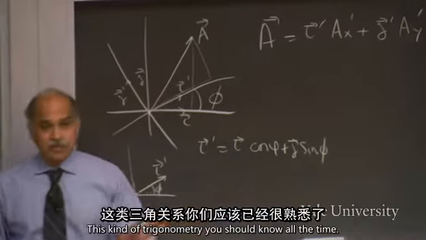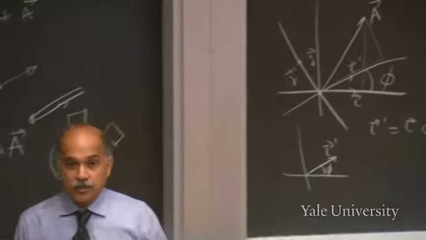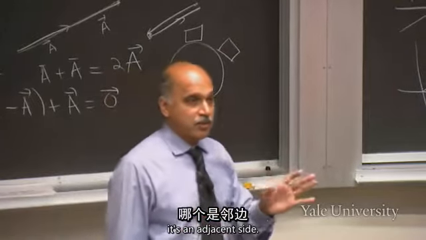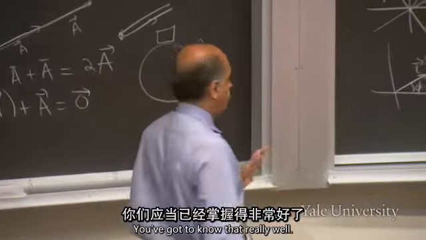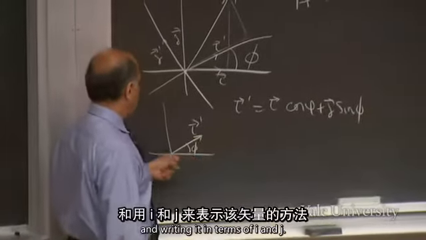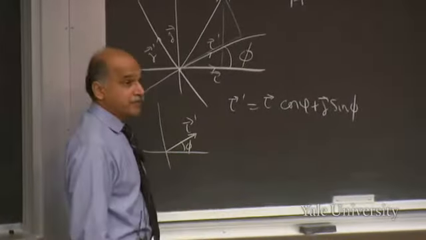This kind of trigonometry you should know all the time. It's not something you're going to go back and remember. Is it opposite side? Is it adjacent side? You got to know that really well. So you got to be very used to the notion of taking a vector in some oblique direction, writing it in terms of i and j.